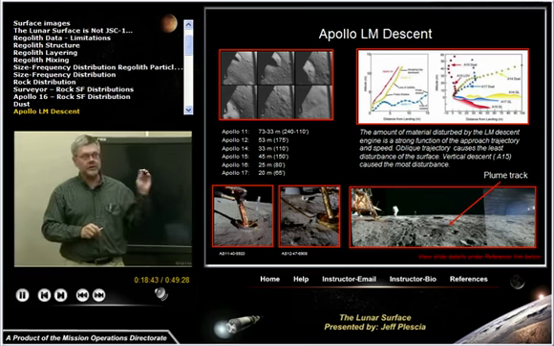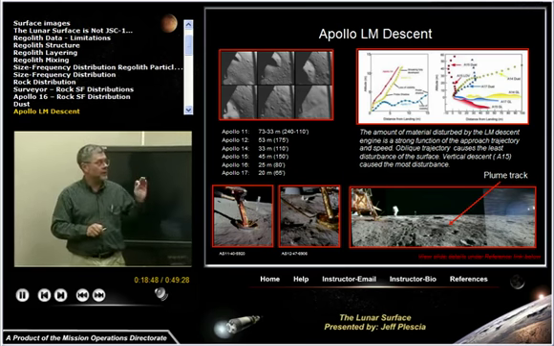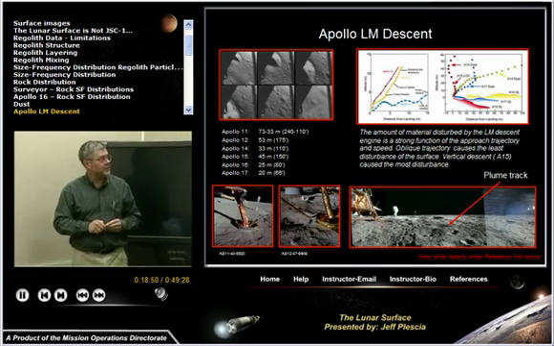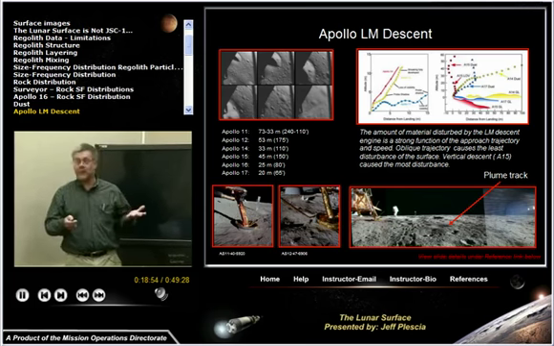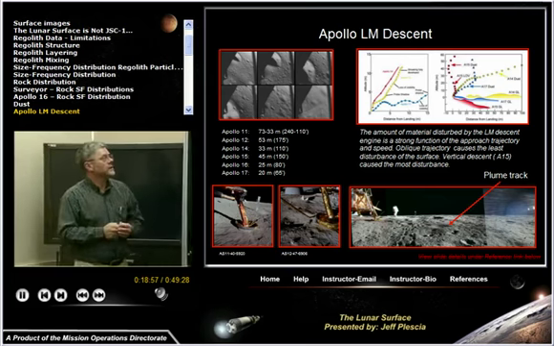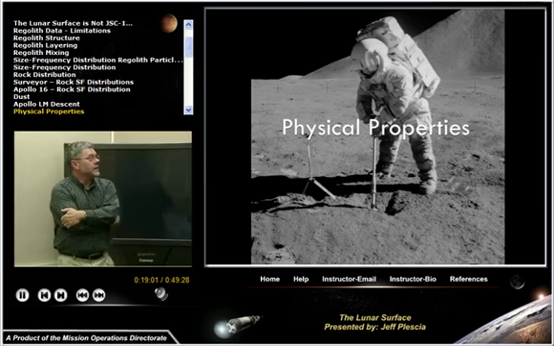So it's an issue. There is some obscuration. In a few cases, the surface was completely obscured on the last few, 10 meters or so. So it's an issue that you're going to have to deal with, but it's going to happen no matter where you are on the moon. Next slide. We'll talk a little bit about the physical properties.